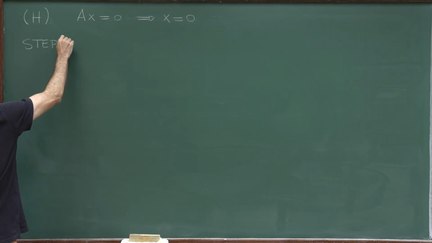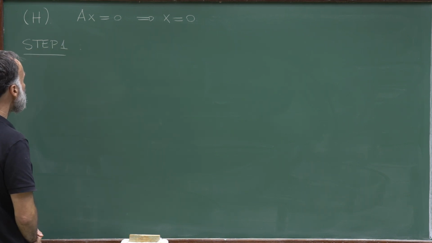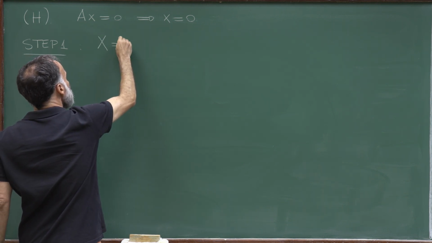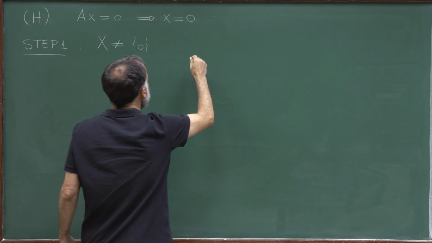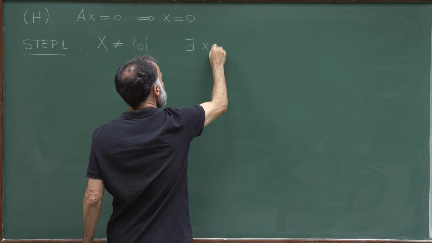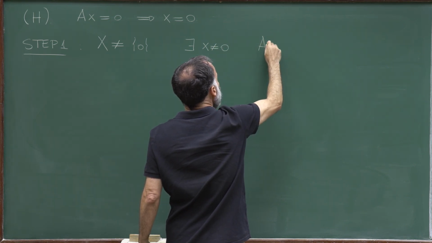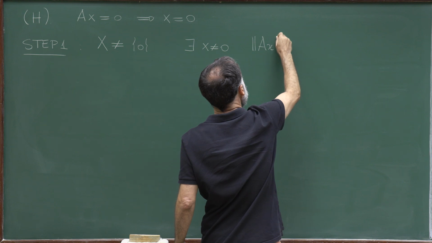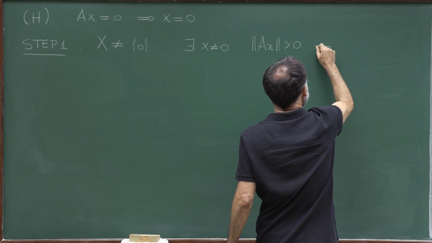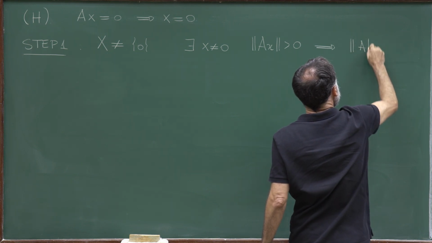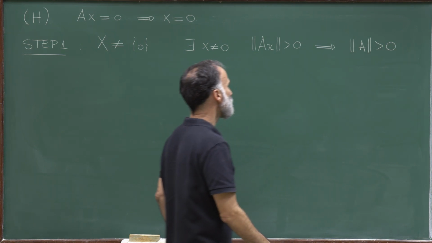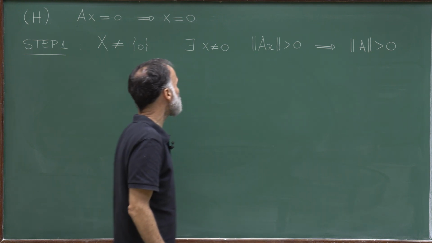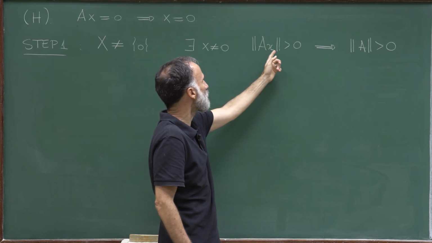So step 1 is as follows. I'm assuming that x is different from 0. So there exists an x different from 0 in X. Ax is not equal to 0 due to this assumption, so the norm of Ax is positive. This means that the norm of A is really positive, because I can find x different from 0 for which the norm of Ax is really positive.